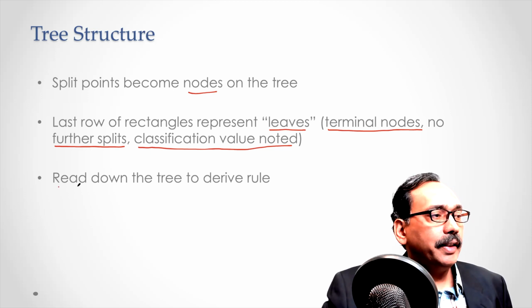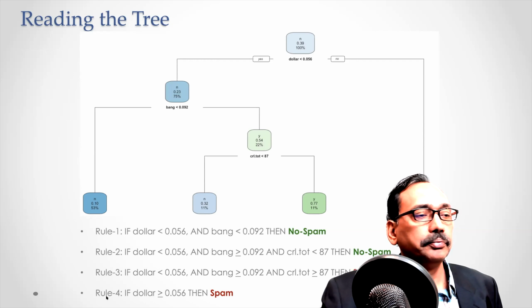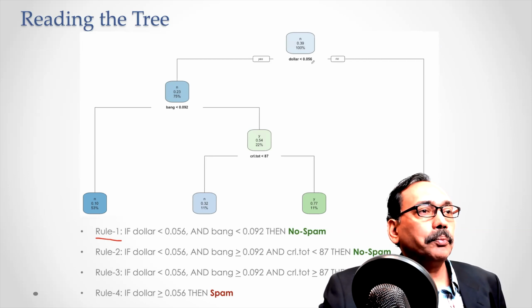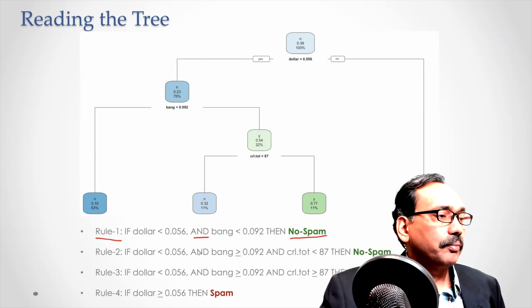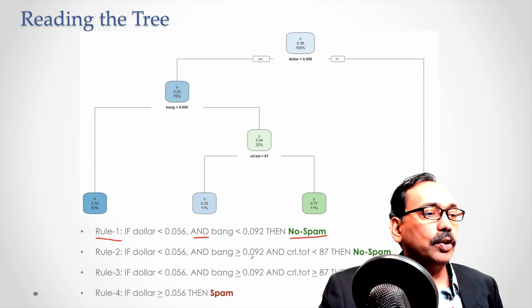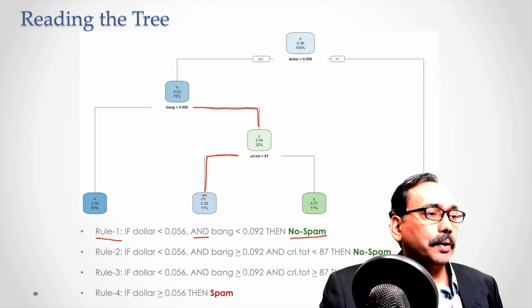And what we do is we read down the tree to derive any rule. Using this tree, we can actually make 4 rules. Rule number 1, if the dollar value is less than 0.056 and bang is less than 0.092, then your prediction is that it's not a spam. Rule number 2, if dollar is less than 0.056 and then bang greater than or equal to 0.092. So now you are coming in this direction. And again, you need one more variable, crl.total, number of capital words. If that is less than 87, you are arriving here, which is no spam.